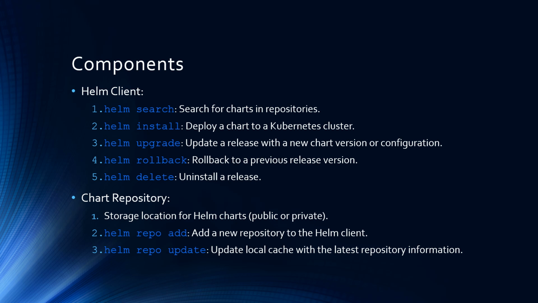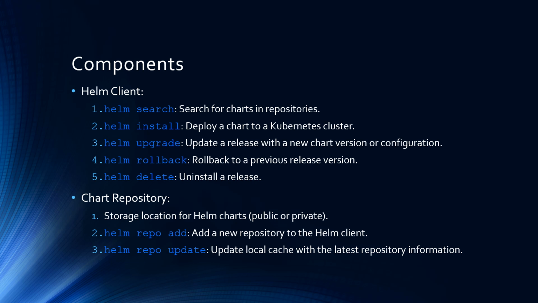Let's break down its essential commands. Helm Search is your gateway to discovering charts. Whether you're looking for a database, monitoring solution, or any other application, this command helps you find available charts in configured repositories. For example, helm search repo nginx would show you all available nginx-related charts.